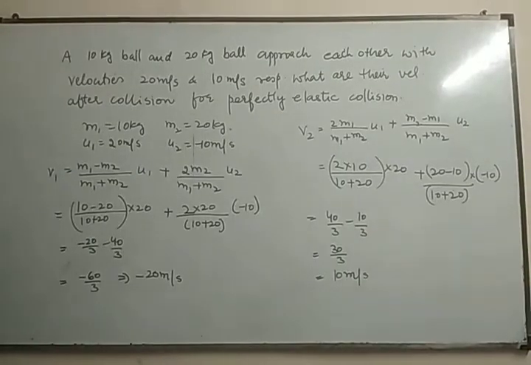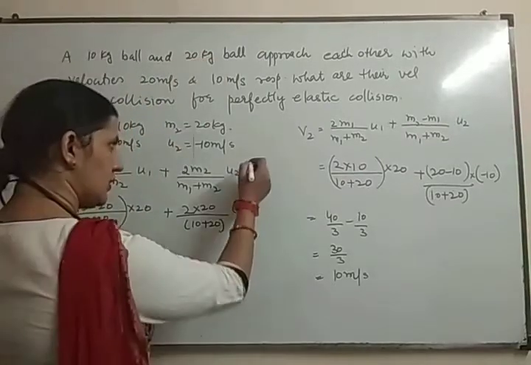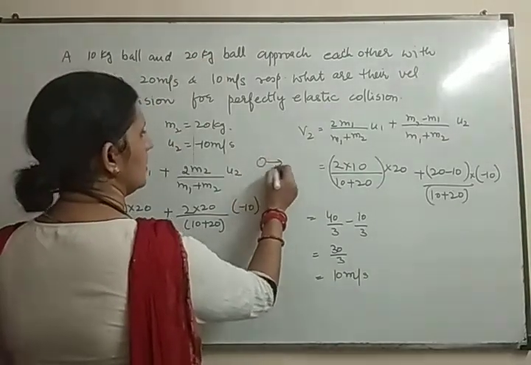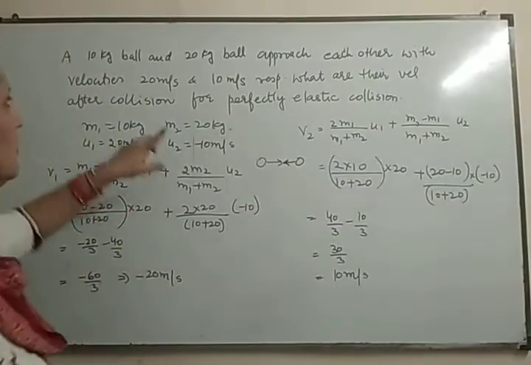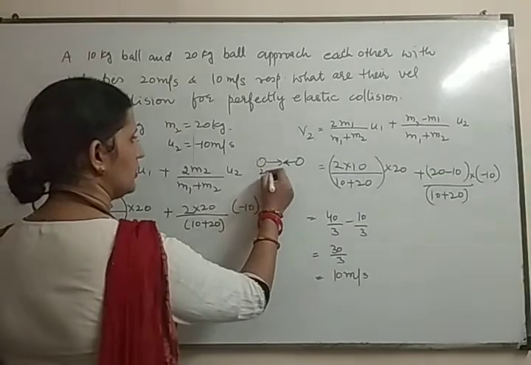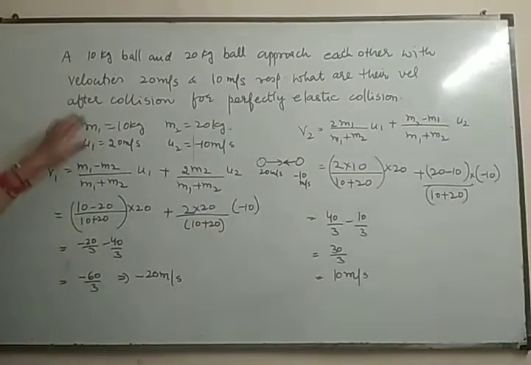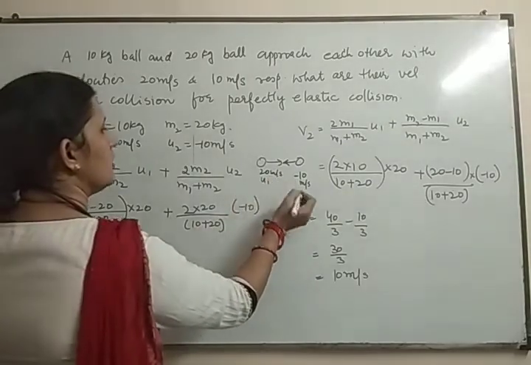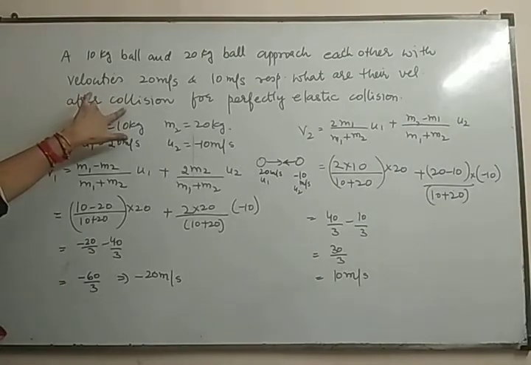Let us solve one numerical on the basis of collision. Balls of 10 kilogram and 20 kilogram approach each other. It means one ball is moving in this direction and the second ball is moving in the opposite direction with velocities 20 meter per second and 10 meter per second. This has velocity 20 meter per second and this is 10, it means minus 10 meter per second. Find the velocities after collision. It means u1 is 20 meter per second, u2 is minus 10 meter per second, and you have to find v1 and v2.